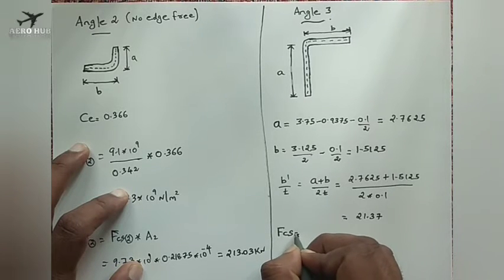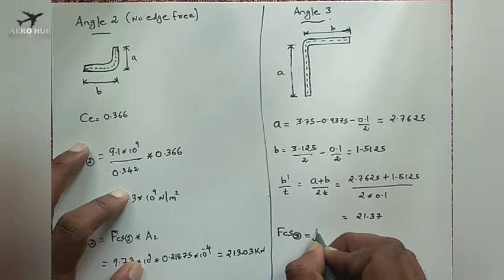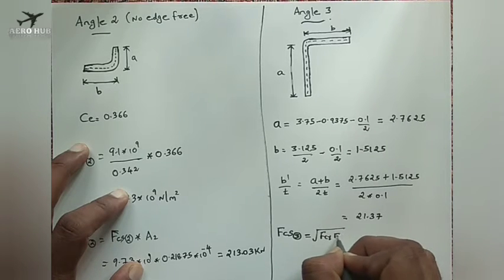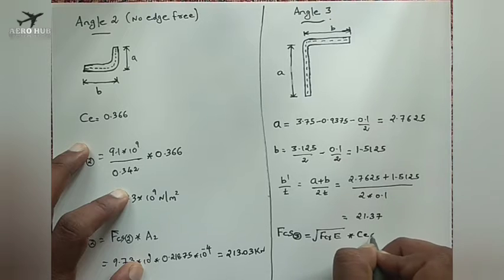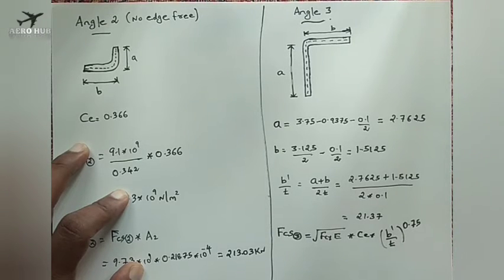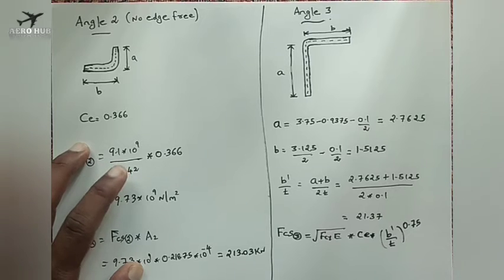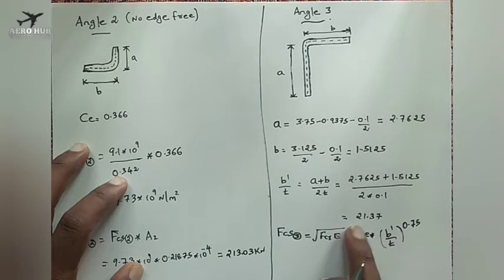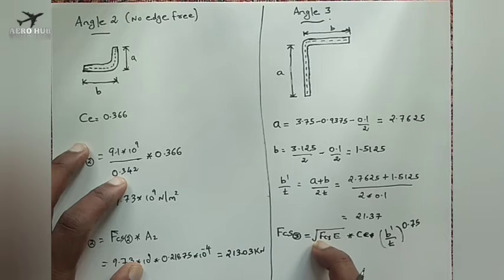of angle number 3. Okay, so I will get root of FCY into E into the value of CE into B dash by T, the whole power 0.75. The value of CE will be 0.366, same as angle 2. And I have the value of B dash by T, that is 21.37, whole power 0.75, and I have the value of root of FCY multiplied by the Young's modulus.